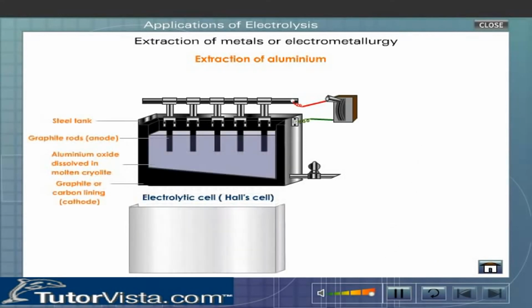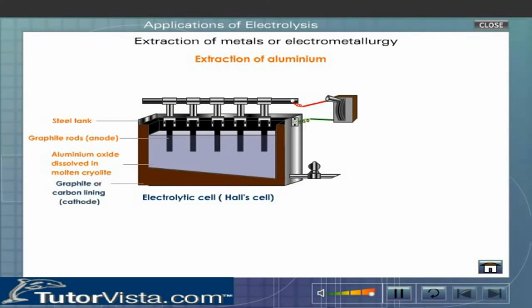Hall's cell consists of a steel tank. The tank is lined with graphite, which acts as the cathode. Rods of graphite are suspended into the molten electrolyte and they act as the anodes. The electrolyte is a mixture of molten cryolite and alumina.